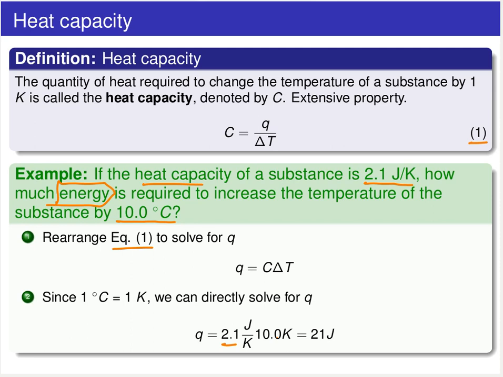And remember that 1 degree Celsius is equal to 1 Kelvin. There's a shift, but there's no scaling factor. So I'm just going to do a direct conversion here so that my units of Kelvin cancel out, and we can arrive at the final answer. Heat capacity represents a nice, simple, and intuitive quantitative description of the relationship between energy transfer and the change in temperature of the system.